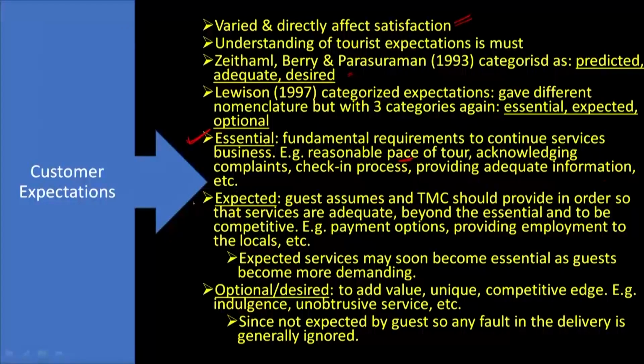Now, next is expected. When we talk about expected, the guest assumes that the travel management company should provide it so that services are adequate. First was core, must, okay, but were they sufficient? Were they adequate? And that is what comes from the expected. So, it is beyond the essential, and to be competitive, it is not just about providing the core, but going beyond it so that the company can remain relevant and competitive in the market.